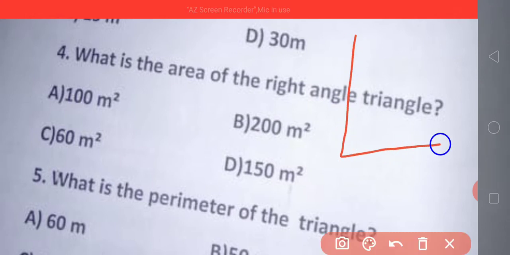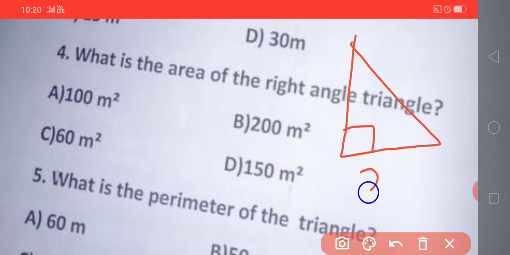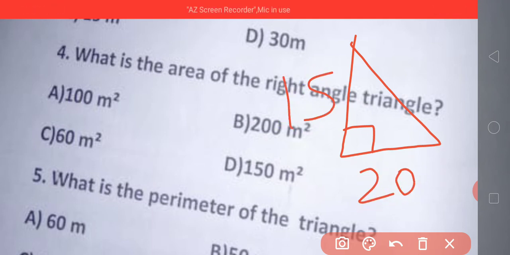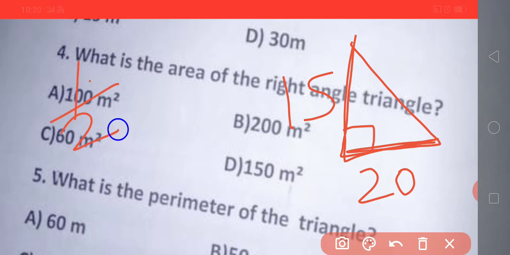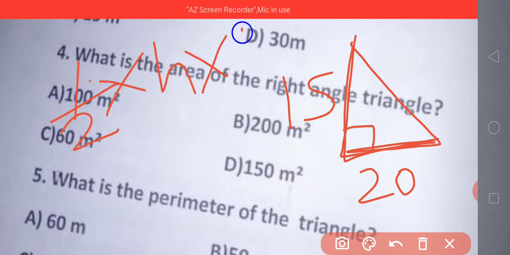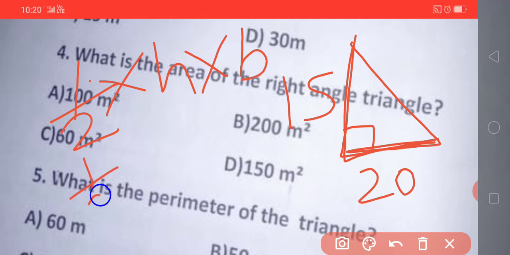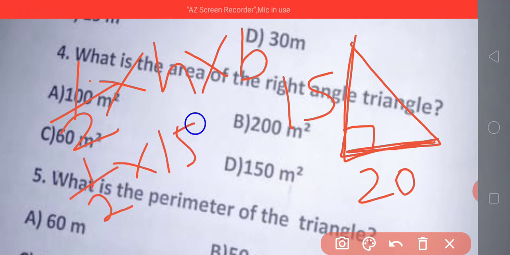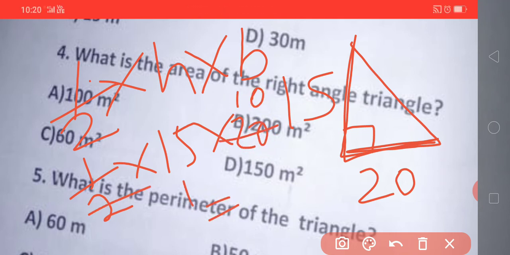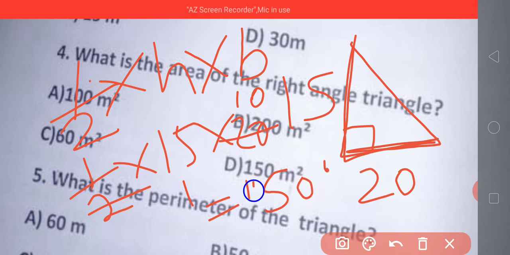What is the area of the right angle triangle? You get the right angle triangle in this form. Here you are given 20 and here is 15, so this is the perpendicular and this is the base. You can write 1 by 2 into height into base is the area of the right angle triangle. So 1 by 2 into 15 into 20. If you want to cut, you can cut at 10 and you will get 150 meter square. Let us check the option. This is option D, so this is the right answer.